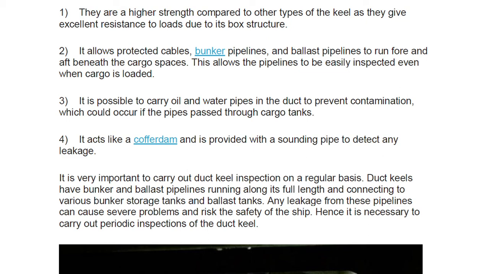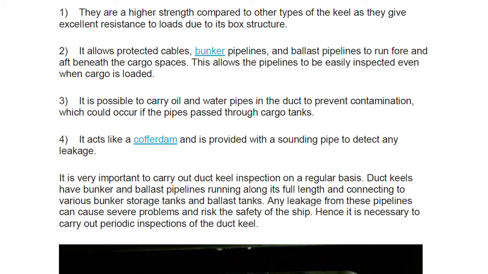Since any space which is devoid of human entry is provided with a sounding pipe on the ship, regularly the sounding is taken because it is directly exposed to the sea, so there can be a leakage and there can be flooding and ingress of water. It is very important to carry out duct keel inspection on a regular basis.